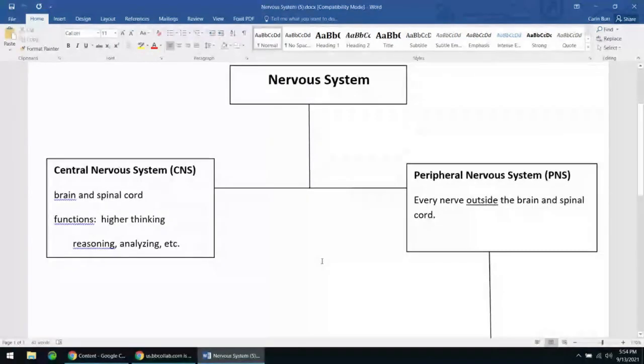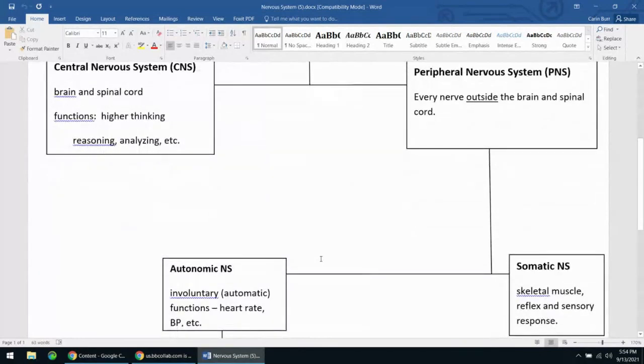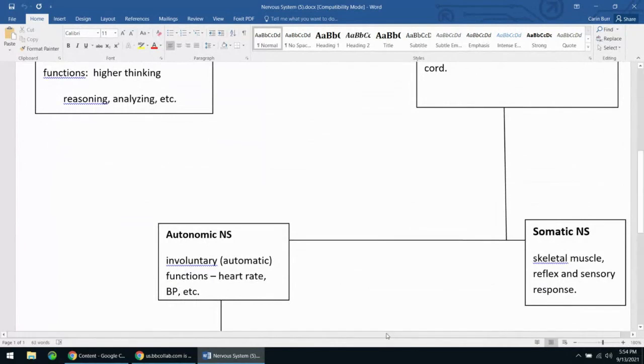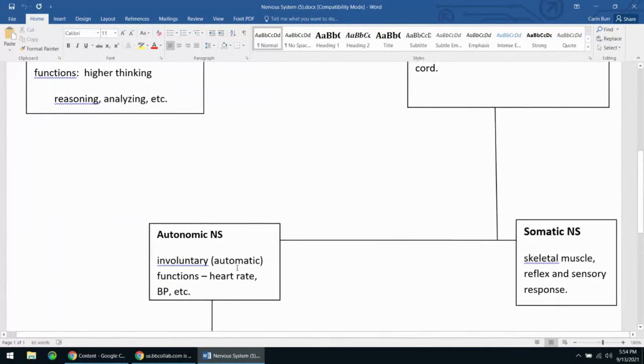So the peripheral nervous system, because it's everything else besides the spinal cord and the brain, needs to be talked about in that it's broken down then further into 2 sections. The peripheral nervous system is broken down into the autonomic nervous system and the somatic nervous system. So the autonomic nervous system controls involuntary functions, all those automatic things you don't have to think about, right? Heart rate, respiration rate, blood pressure, body temperature, all that kind of stuff, right? The autonomic nervous system controls automatic functions, okay?